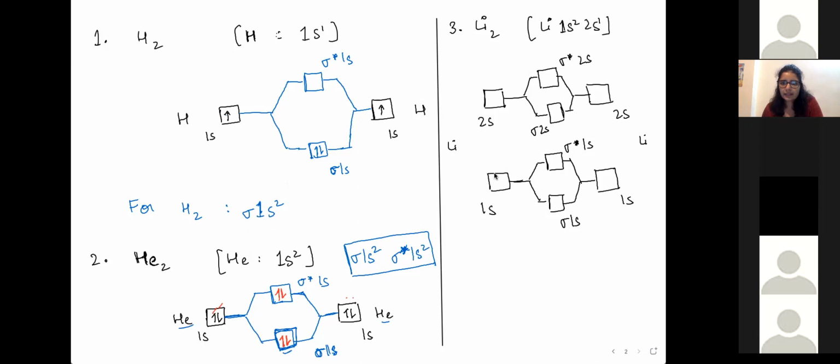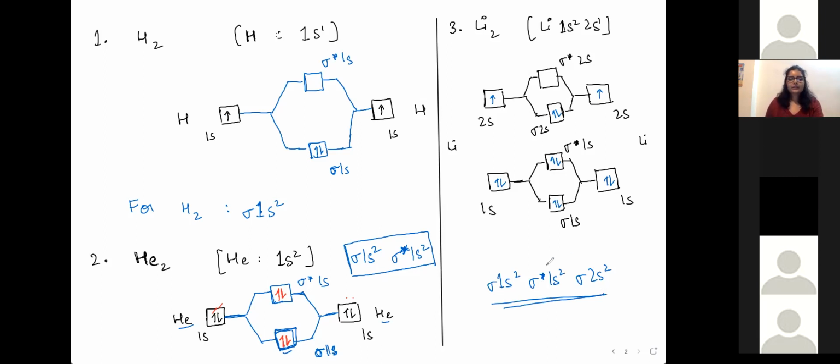So lithium is 1s2, 2s1. So in 1s2 you have 2 electrons, and in 2s1 there's only 1 electron. So first fill up these, next fill up this one, and then the remaining gets paired up here. So the electronic configuration is sigma 1s2, then sigma star 1s2, and then sigma 2s2. So this is the electronic configuration for lithium, which all of you have got.